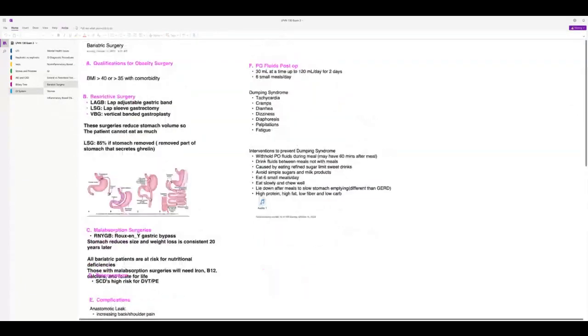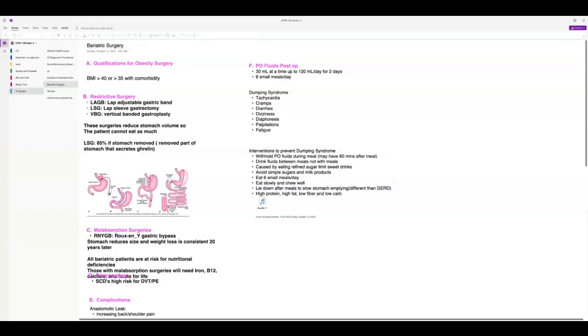All right, with bariatric surgery, there's two types basically, restrictive and malabsorption. Restrictive are all your lap bands, your lap sleeves. They reduce the size of the stomach so your patient can't eat as much. Whereas malabsorption surgeries surgically remove part of the stomach and reroute it. Because part of the stomach is missing, the patient will need iron, B12, and calcium supplements for the rest of their life, okay?